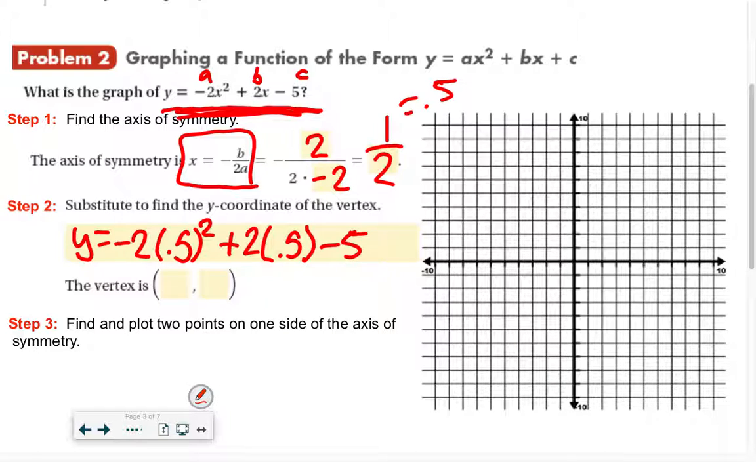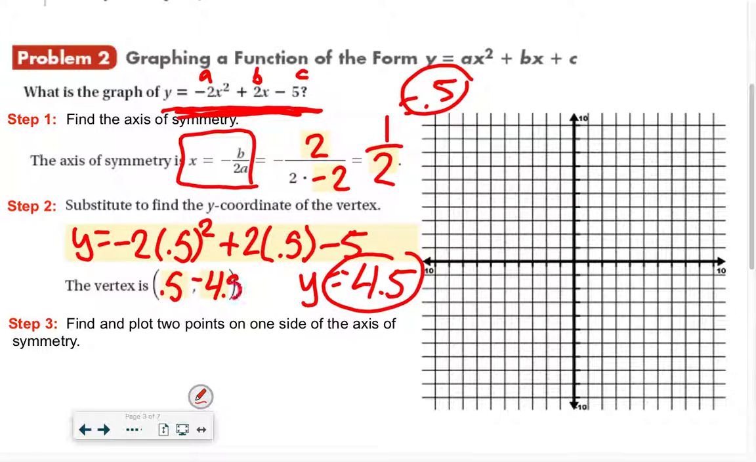That's all just calculator stuff. Can I just give you the answer? Okay. If you put this in your calculator, you get y to be negative 4.5. So that means my vertex, this is my x coordinate, this is my y coordinate, plug it in here nicely: 0.5, negative 4.5.